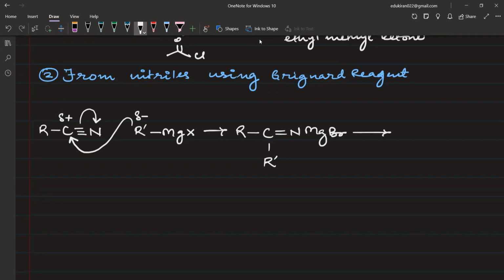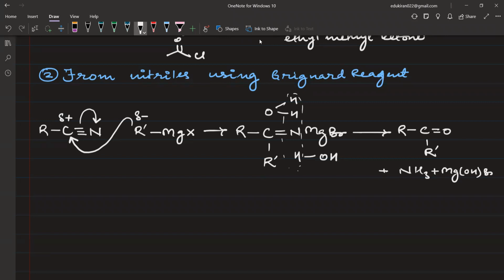Now, once we add water to this, addition of water will be like this. You will have one more hydrogen here, I say. So you will get NH3. This carbon atom will get the oxygen, and the Mg is going to get the OH. So you will have R C double bond O R' plus ammonia plus Mg(OH)Br. So what are we adding? We are adding here water. That's it. So the questions will be given to you like this.